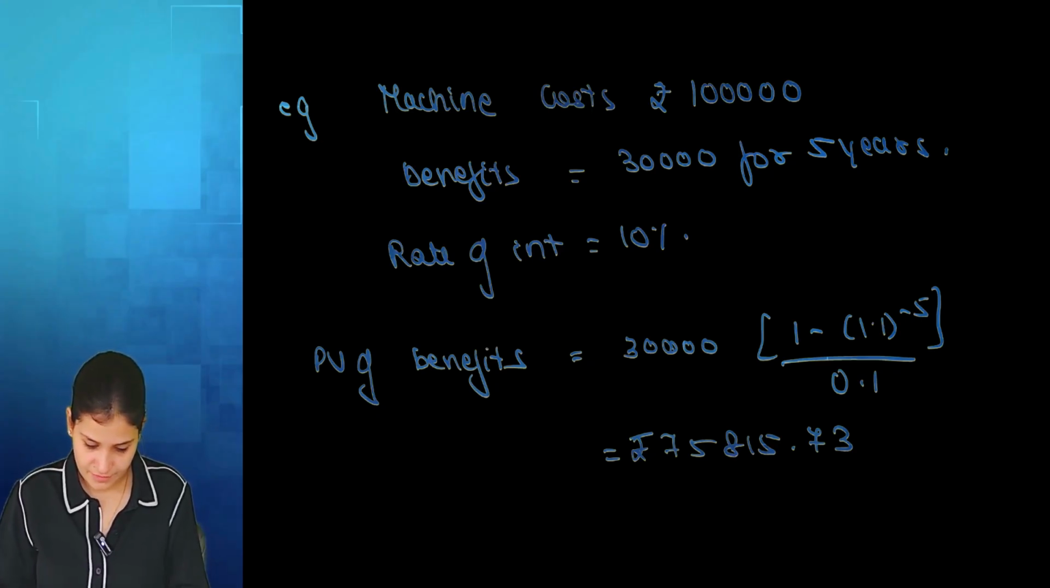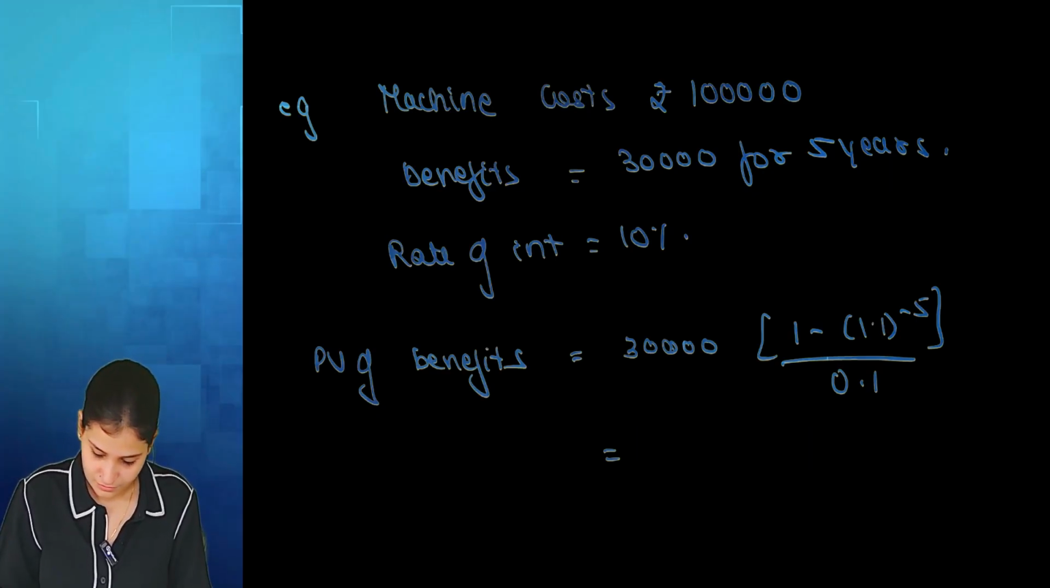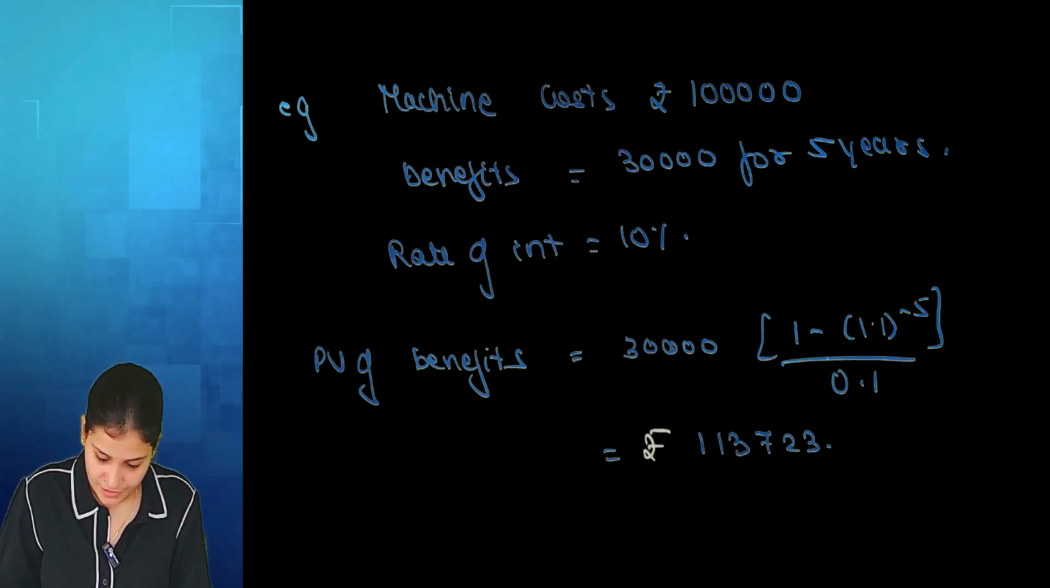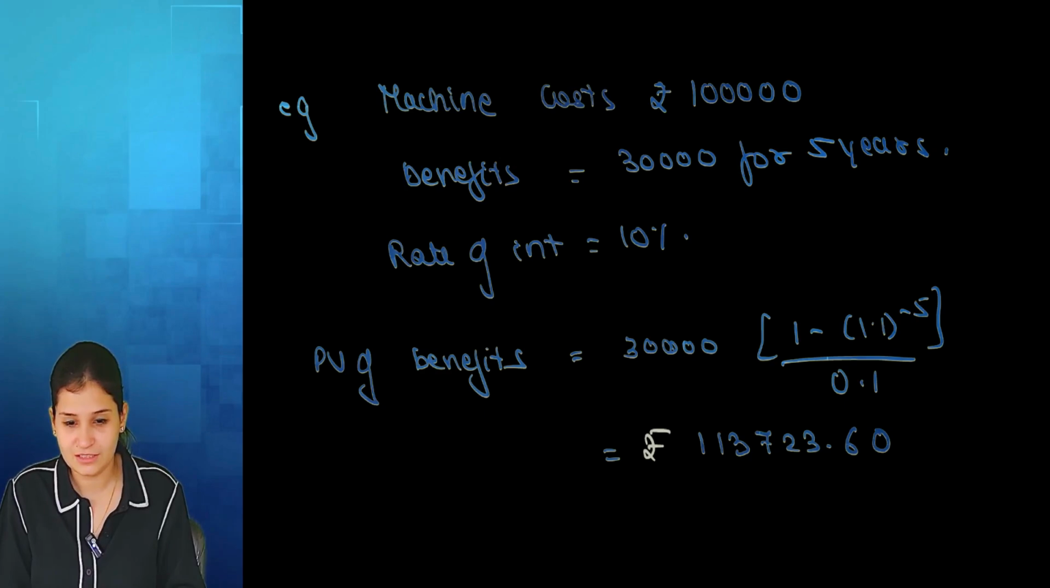1 divided by 1.1 to the power 5, there was a sign difference. Change it, it is 1 minus that, divided by 0.1, into 30,000. Did you get this answer? No. It is 1,13,723.60. Now, did you all get this answer? Yes, ma'am. You could have said, yes, ma'am, the answer is not matching.